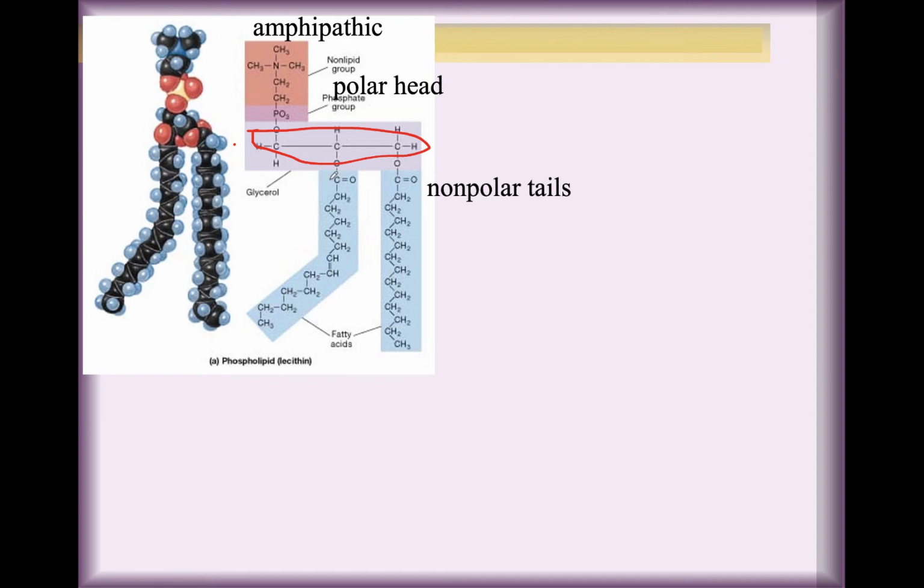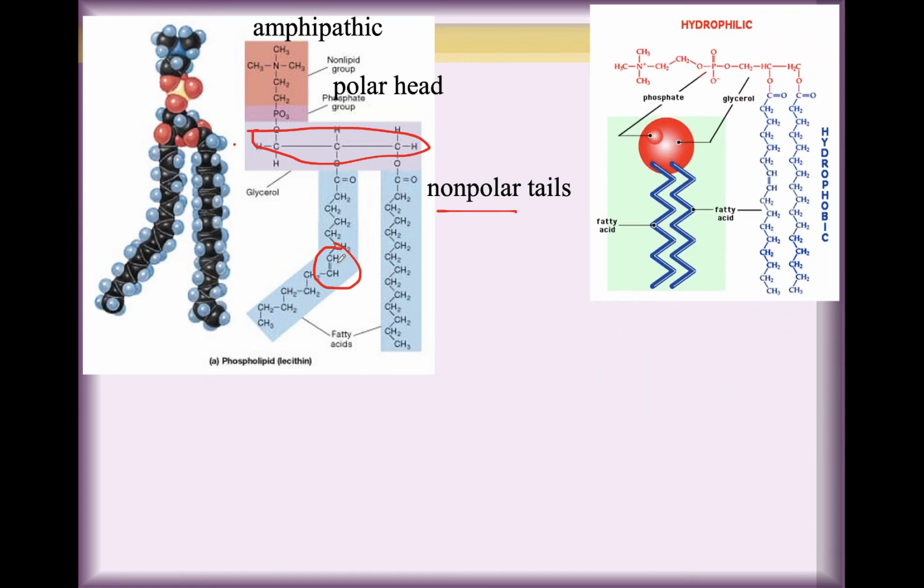Here are the fatty acid tails, which are non-polar. Don't want to associate with water. Notice here that we actually have one which is monounsaturated. Look very carefully and you can see there's a carbon-carbon double bond. Kind of hard to tell, but you know it's a carbon-carbon double bond because we've taken away a hydrogen from here, taken away a hydrogen from here. So it's got to be a carbon-carbon double bond.